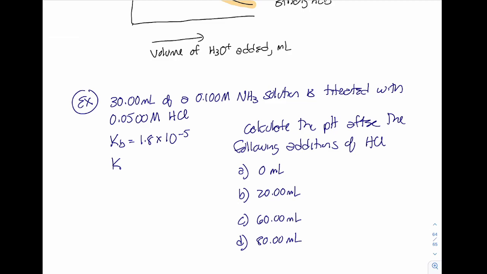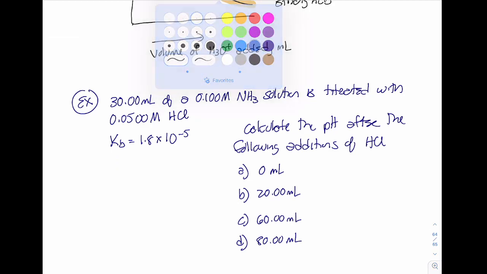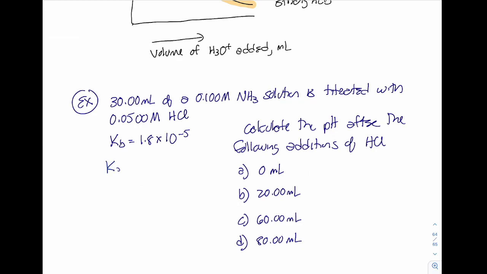So I'm going to get my Ka by dividing Kb into Kw. Kw is 1.0 times 10 to the negative 14th. And I was about to write negative 14th, that's a 5, sorry. And I get 5.6 times 10 to the negative 10 for my Ka, and then my pKa is going to be the negative log of that. And I get 9.26 for my pKa.